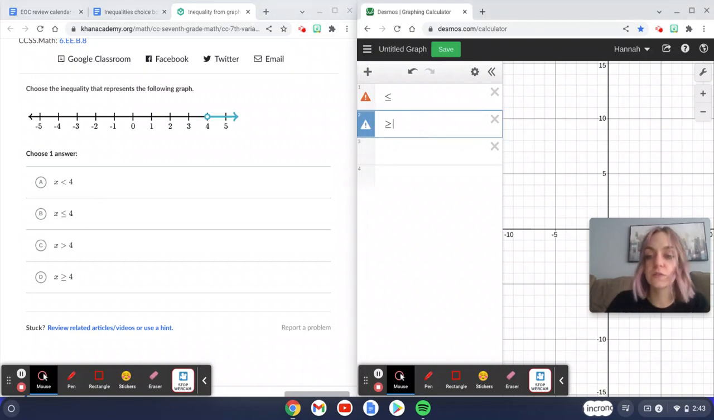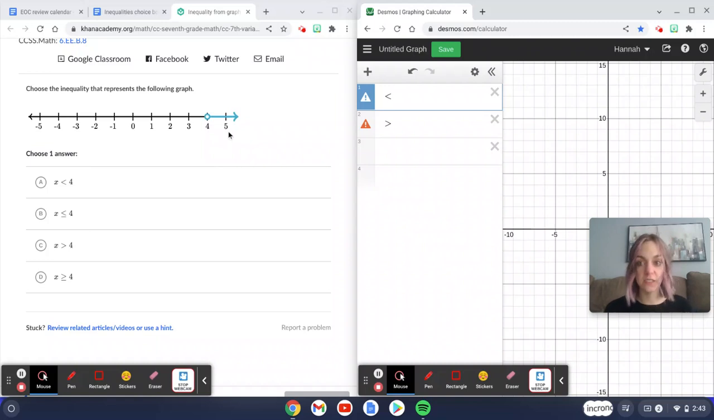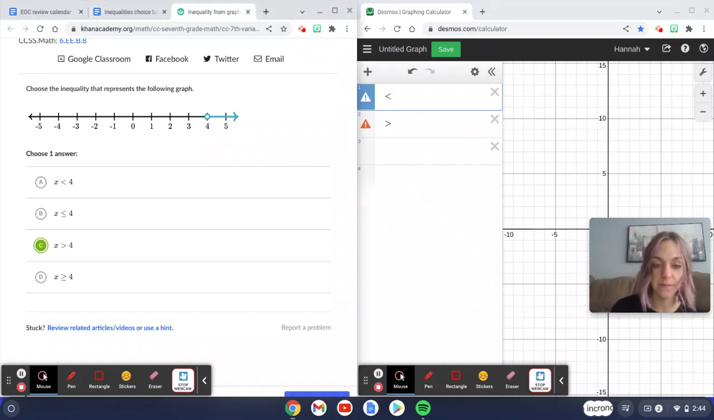Next one, we have a closed circle. So I know a closed circle is going to be one of these two signs. It's circled at 4. All of these numbers over here are giving me 4. And then the number right next to 4 is 5. That's where my graph is shaded. So all of the numbers are going to be greater than 4. So I'm looking for x is greater than 4, which is C.